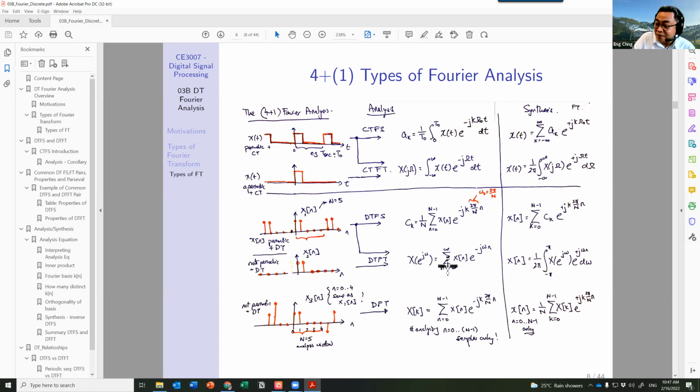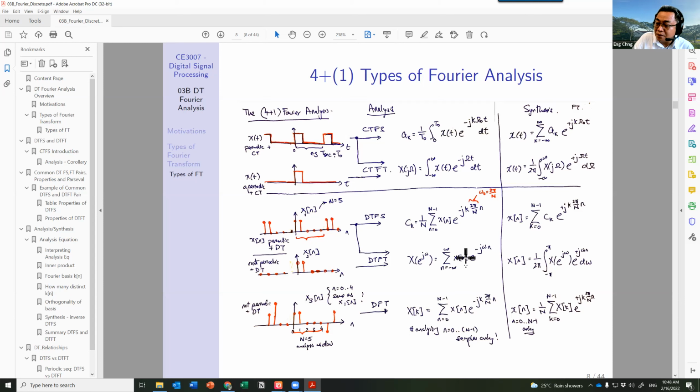So in our example, most of our exam questions have an x[n] that only has two values that are non-zero. The rest of the values are zeros. So this problem reduces to summing the non-zero values multiplied by this complex exponential. That's it.